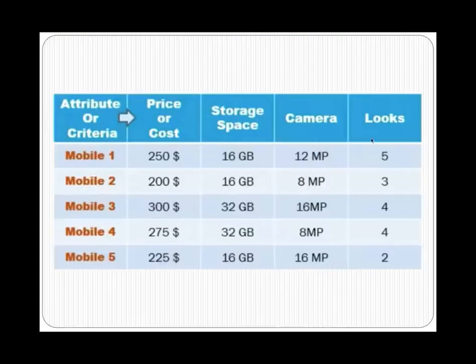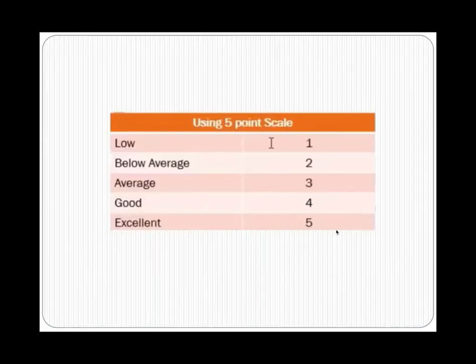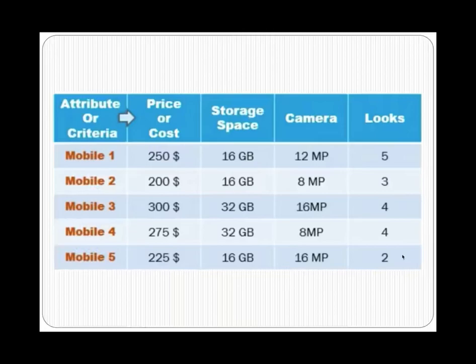If you just look at this looks column, this looks feature, we can look at all of these features, not just looks. Let's look at the price one. The price has 250, 200, 300, 275, 225. So this is in some particular order. Same goes for storage space. This is in some order, and camera also in some order. Now, if you look at looks here, you have got excellent, average, good, good, below average. We want them to be in some order. So we use a 5-point scale by assigning them some score, and we convert them by doing some label encoding. This is called label encoding.